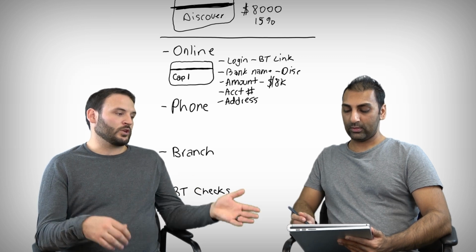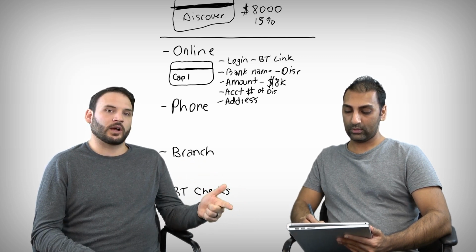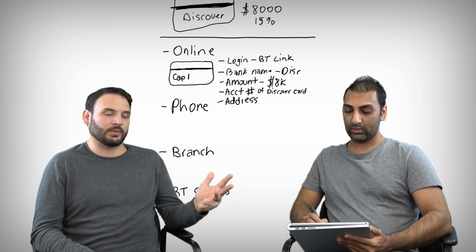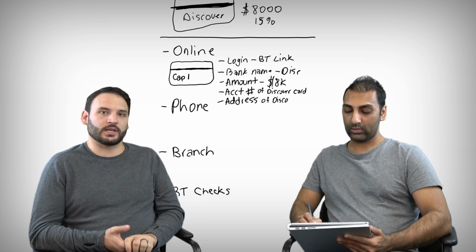So when you're initiating the transfer to Capital One, enter in the amount you want to transfer, enter in the Discover card number, the bank name is Discover, and enter in Discover's payment remittance address. Then click on Submit. Boom, you're done.